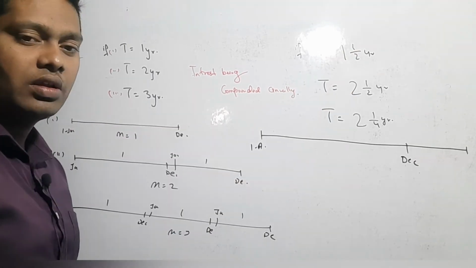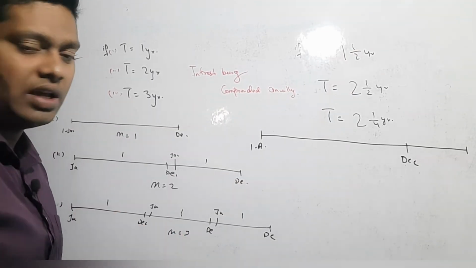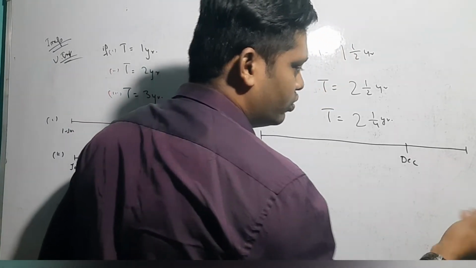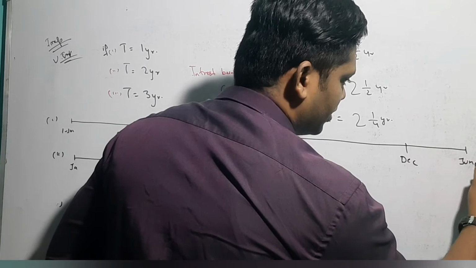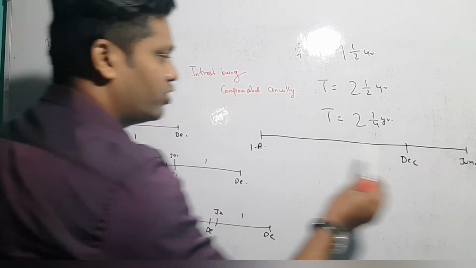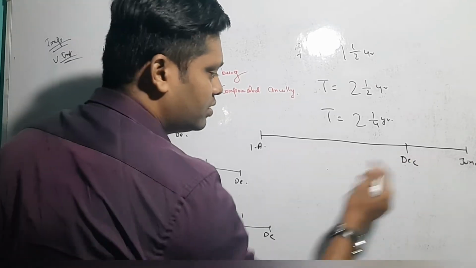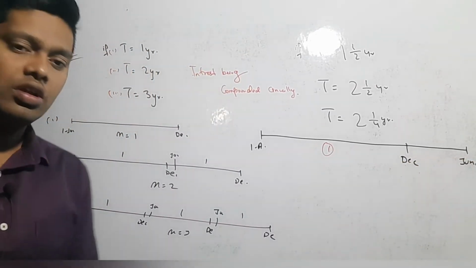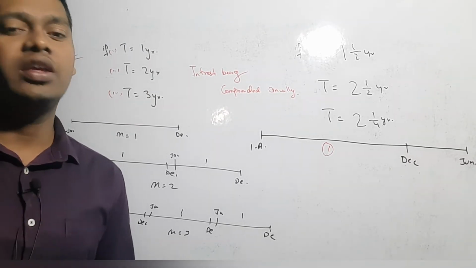1.5 years means 6 months more, na? So how much? January, February, March, April, May, June. Na? June you can say. Now say, what is the conversion period here in this case? 1. From year to year, January to December is how much? 1. And from December to June? 1. I have to pay the interest once in a year.